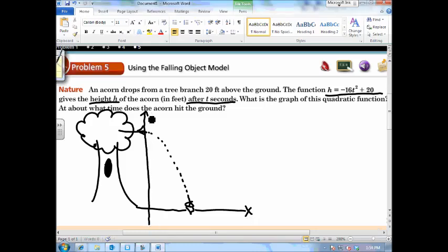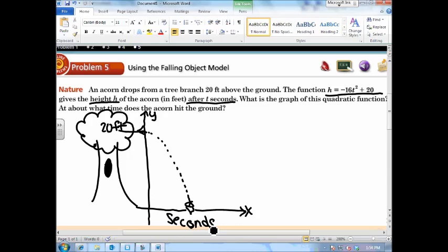So where this branch is, this is our y-axis. And the branch is 20, what's the unit? Feet. If the y-axis is feet, what's the x-axis measuring? Ah, very good. Seconds. T in seconds. Good job. The other class didn't get that. Great job. T in seconds. So we've answered the first one, the graph of this function. We've drawn it. Now we have to answer the second part. At what time does the acorn hit the ground?